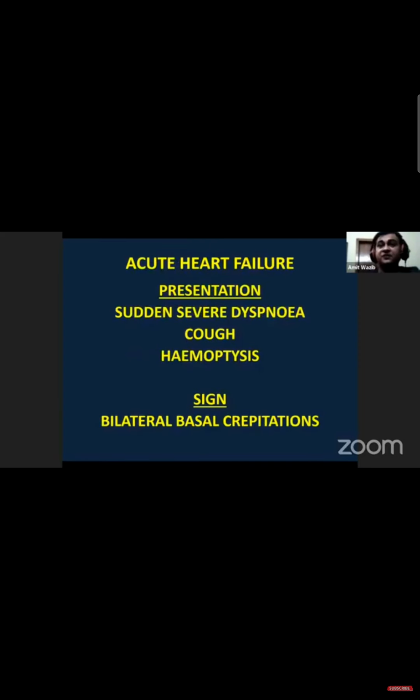Acute heart failure has its own importance in heart failure because acute heart failure is a medical emergency. So you have to know something more regarding acute heart failure. It usually presents with sudden severe dyspnea, and apart from dyspnea, the patient may have cough and rarely the patient may have hemoptysis. The only finding that will make you think about acute heart failure in such a dyspneic patient is bilateral basal collapse.